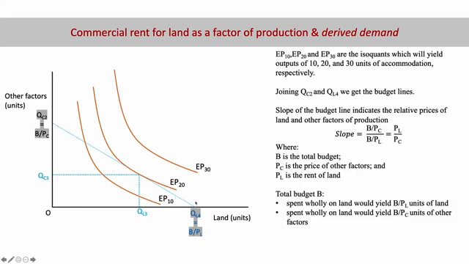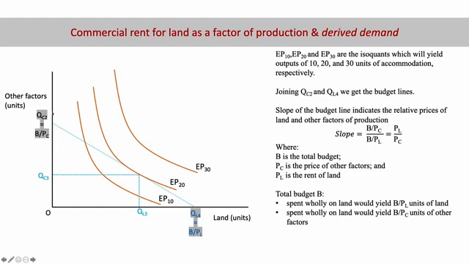So the only possible combination is the point where the budget line is tangential to EP20, and at this point, the quantity of land that should be used is QL3, and the quantity of other commodities or other factors of production would be QC3. So let's try to understand that EP10, EP20 and EP30 are the isoquants, which will yield outputs of 10, 20 and 30 units of accommodation respectively.